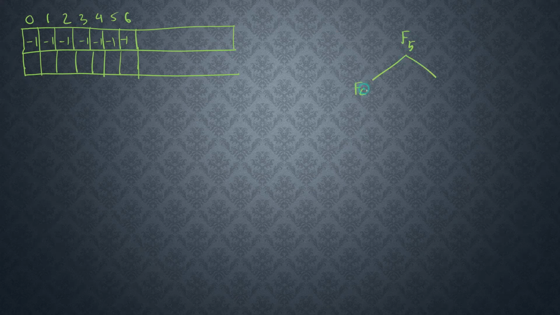we ask for f4. Now you see, how do you know whether f4 has been calculated or not? That's why we use minus 1. If the fourth index of the array is minus 1, that means f4 has not yet been calculated. It will be calculated. And when we ask for f3, we see that f3 has not been calculated. So we go on further to f2. And f2 also has not been calculated. So we go on further to f1 and f0.